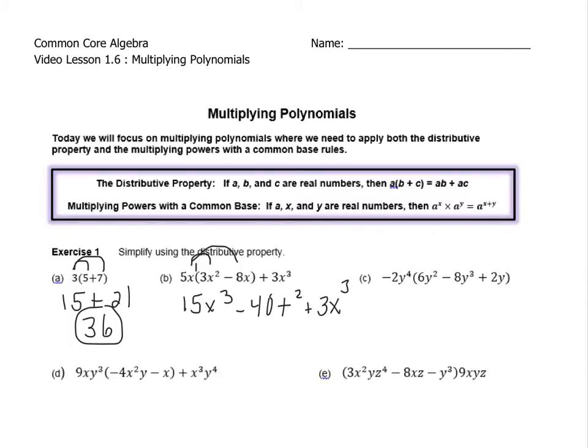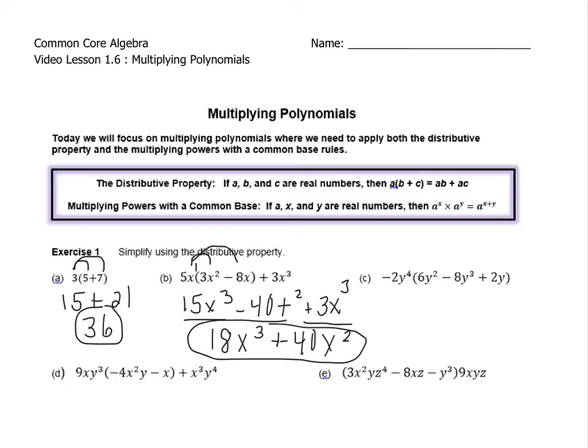Now look at your variables and exponents and see if we have any that are like terms. And we do. We've got 15x to the thirds here. We need to add 3 more. So your final answer is 18x to the third plus 40x squared. And that's as simple as it can get.